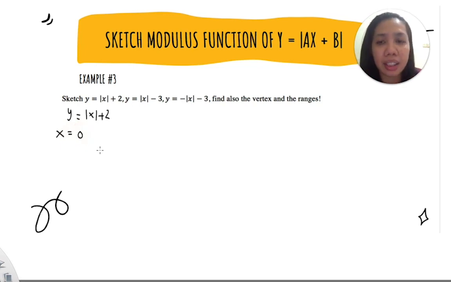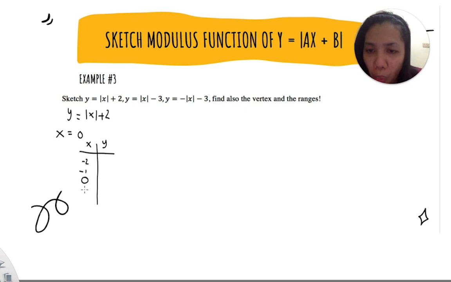And then the next thing, we have to make an x and y table here, and put the x coordinate of the vertex in the middle. Then take two x numbers from the left, which are minus 1 and minus 2, and take two x numbers from the right, which are 1 and 2. After that, we need to find the value of y by putting this x into this function. So we start with 0.